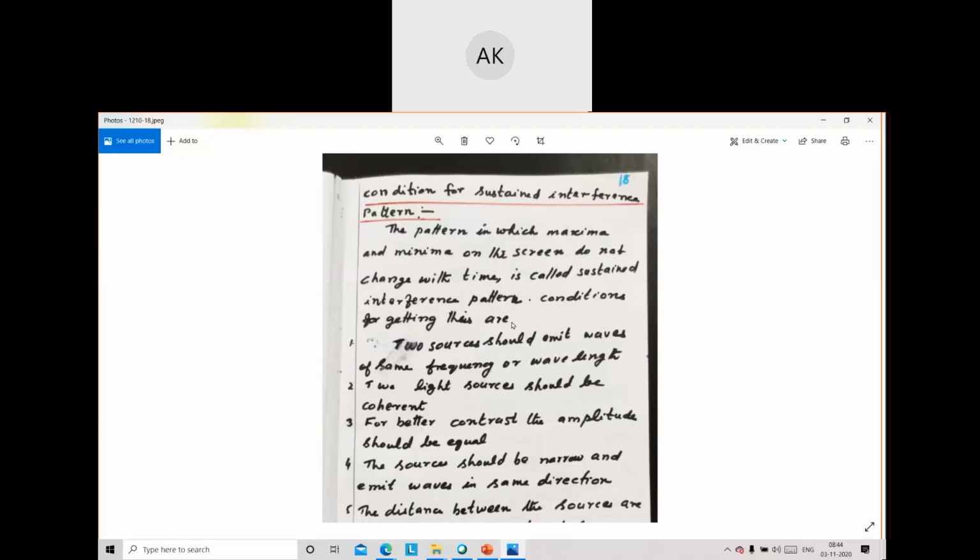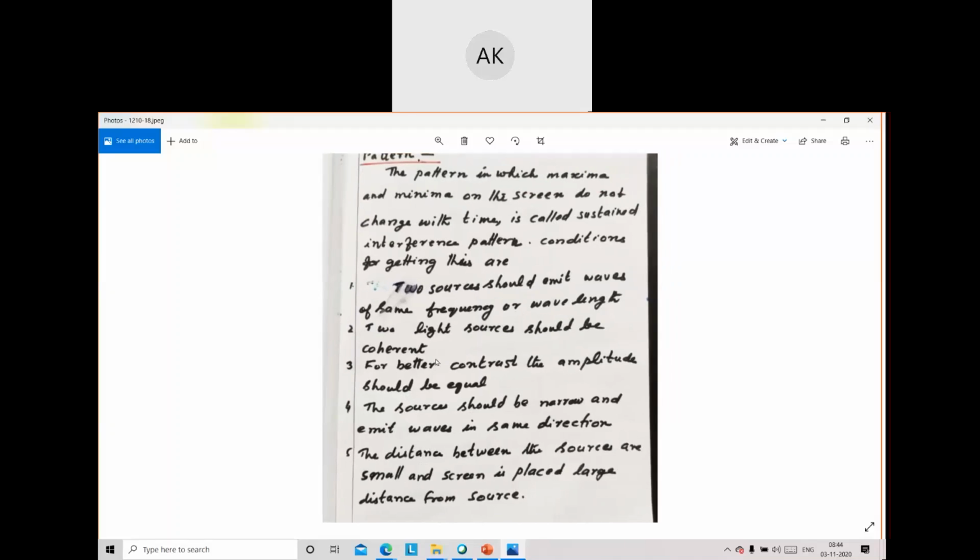And to get such a pattern, what should be the conditions? Two sources should emit waves of the same frequency and the same wavelength. That means they must be coherent. The two light sources should be coherent.